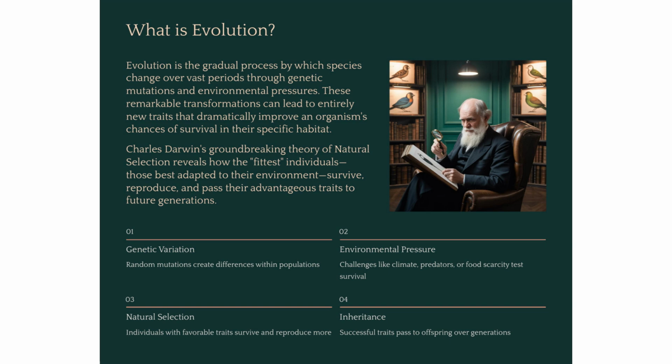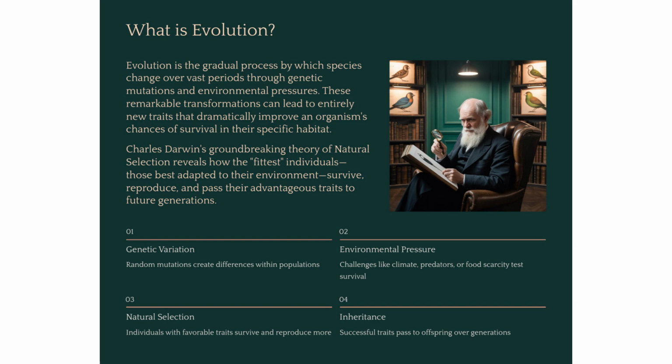Now, students, let's ask, what is evolution? Evolution is the gradual change in species over a long time. These changes happen through small genetic mutations and pressures from the environment. Charles Darwin explained this in his theory of natural selection. He said the fittest individuals, those best suited to their environment, survive, reproduce, and pass on their helpful traits.